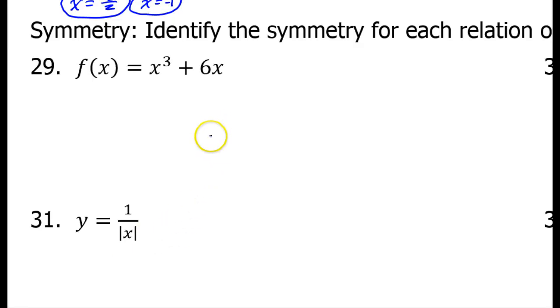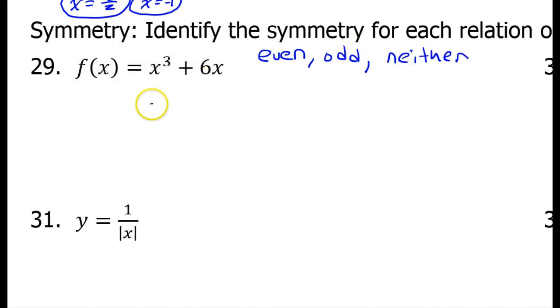In this video, I will show you how to find what kind of symmetry each function has, algebraically. And the choices are even, odd, or neither.